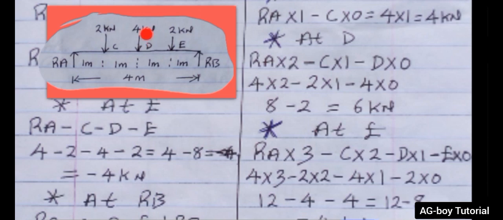So therefore, by substituting, RA is 4 times 3. Then our C is 2 times 2. Our D is 4 times 1. Our E is 2 times 0 distance. So our 2 times 0 is out. So therefore 4 times 3 is going to give us 12. 2 times 2 will give us 4, and then 4 times 1 will give us 4. Then you put your negative signs on them.